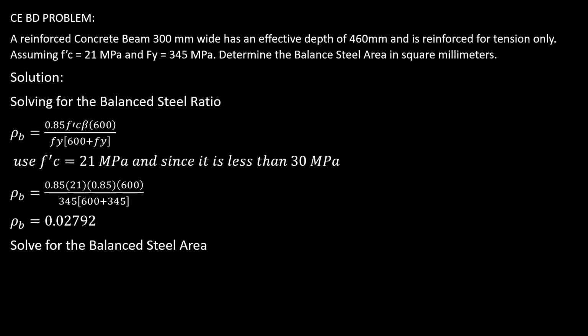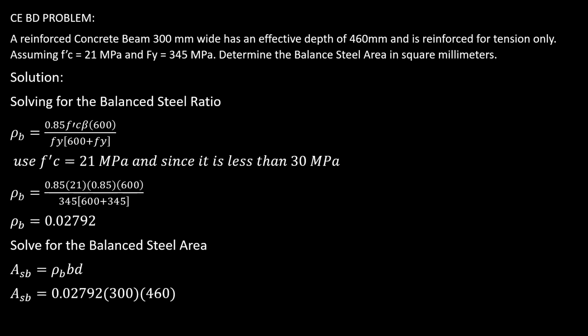We can then solve for our balanced steel area as the answer to this problem. The formula that we're going to use for the balanced steel area, A sub SB, is equal to rho B times b d. Given this formula, we can now compute for the balanced steel area. Why? Because we have a given 300 millimeter width, that is our base, and the effective depth of 460 millimeters. And we have already calculated the balanced steel ratio, that is 0.02792. So all we have to do now is direct substitution to this given formula.